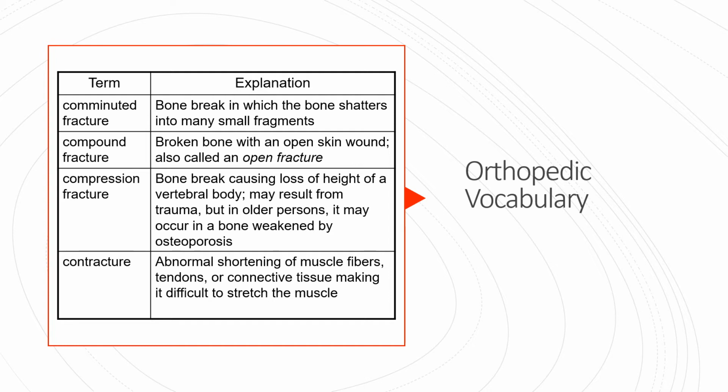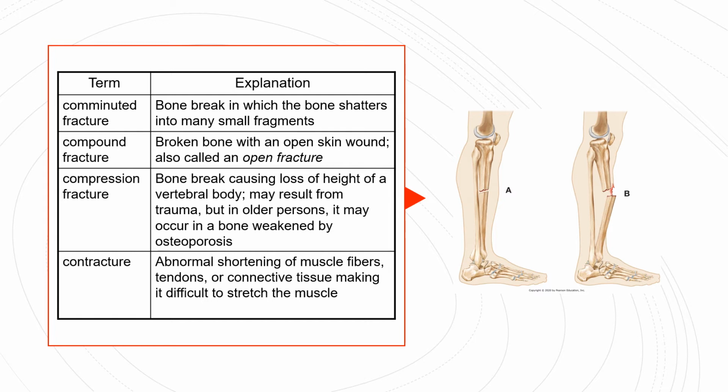A comminuted fracture is a bone break in which the bone shatters into many small fragments. A compound fracture is a bone that's broken with an open skin wound, what you would see in B here. It's also called an open fracture.